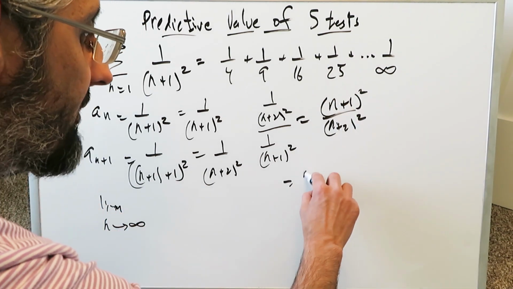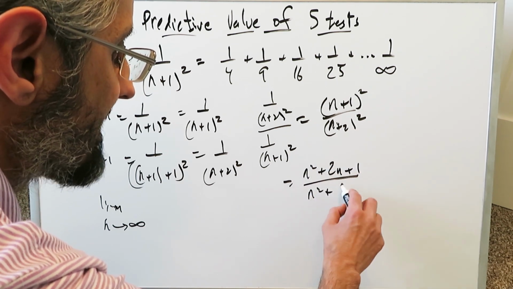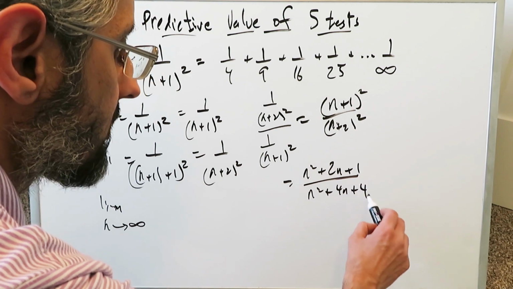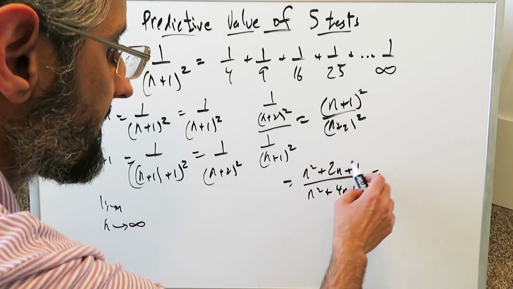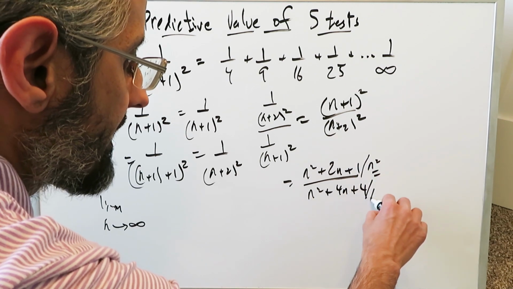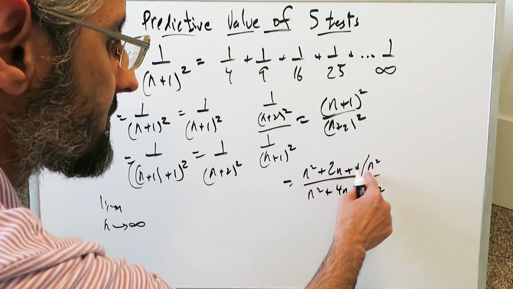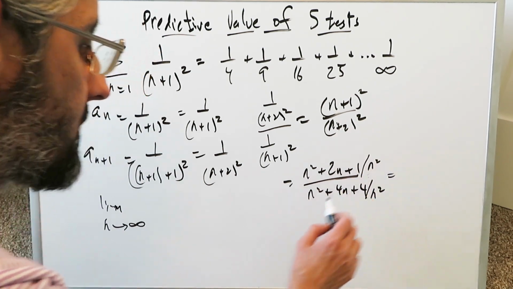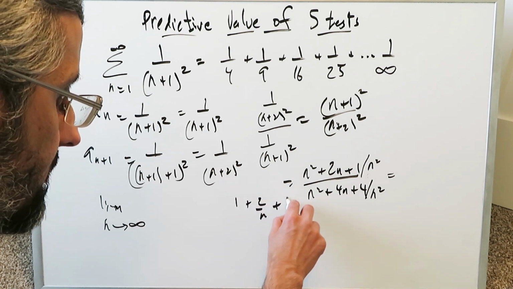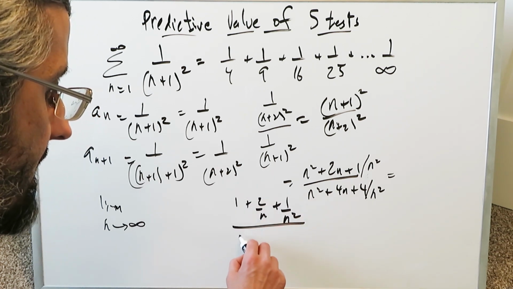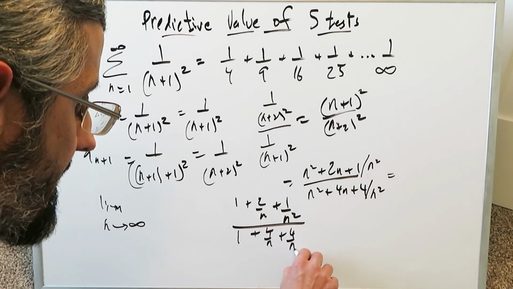And you can open it up. You'll have n square plus 2n plus 1 divided by n square plus 4n plus 4. Limit as n approaches infinity. What do you end up seeing? You'll end up dividing everything here by n squared, the highest variable with regards to its exponent, and you divide the numerator and the denominator. When you divide the numerator and the denominator, you end up seeing 1 plus 2 over n plus 1 over n squared in the numerator. In the denominator, you see 1 plus 4 over n plus 4 over n squared.